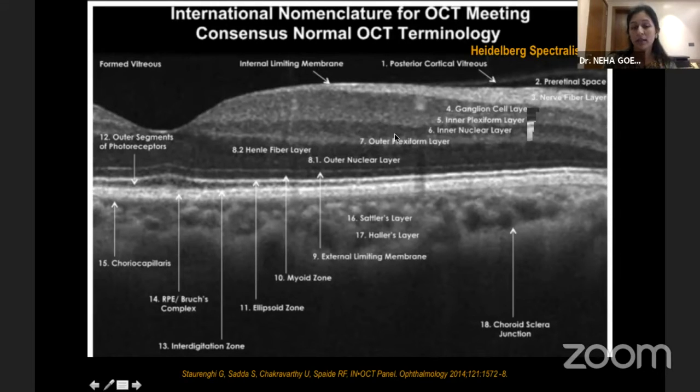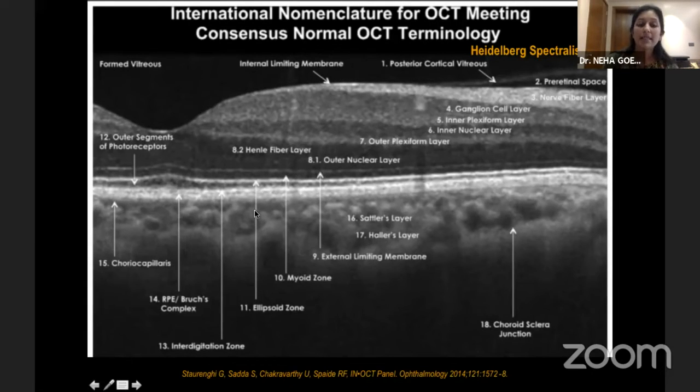then the inner nuclear layer, which is hyporeflective, and then again the outer plexiform, which is hyperreflective. Now, this is followed by the outer nuclear layer, which is a hyporeflective band. And following this, we get our first line, which is the external limiting membrane, or the ELM. This is followed by two zones, the myoid and the ellipsoid zone. The ellipsoid zone is hyperreflective because it is said to contain more of the mitochondria. And then after this, we have another zone, which is the outer segment of the photoreceptors.